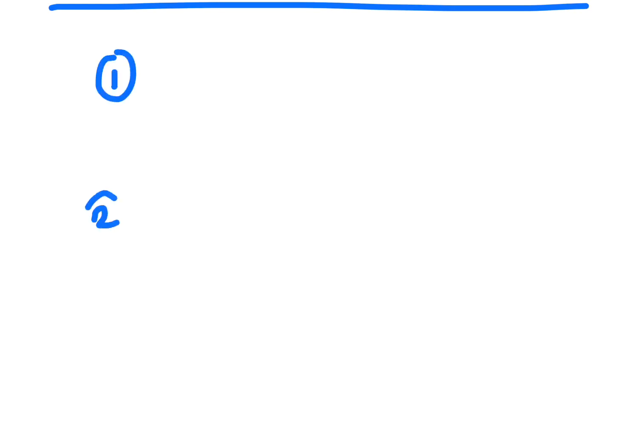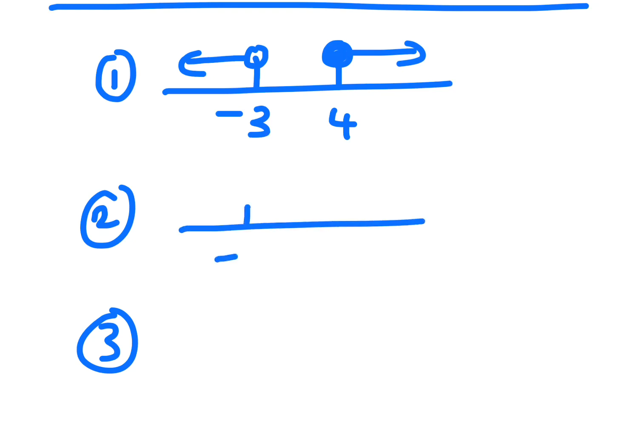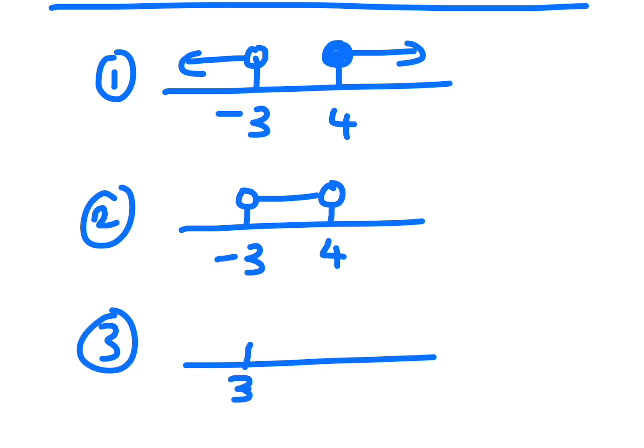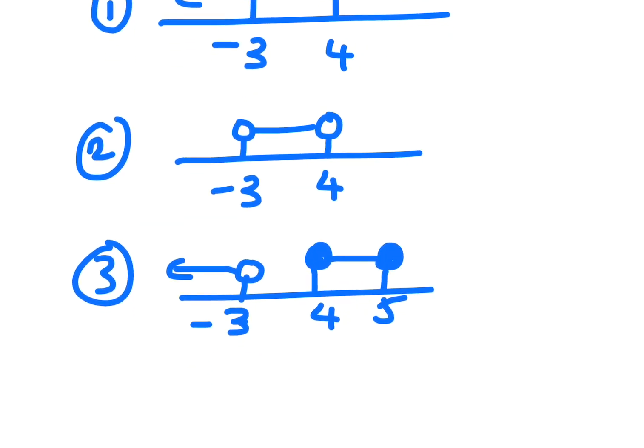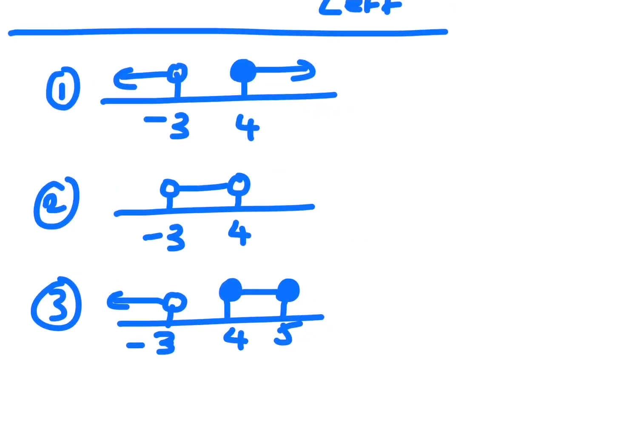Okay, so just a little quiz. Let's look at it, and we'll do some of them together. So that's -3 pointing that way. That's 4 pointing that way, coloured in. That's -3, 4. Go in between. And let's go -3 going that way, 4, and we'll go 5. That's coloured in, and that can be in between. Okay, so we're going to write the inequalities for these ones.